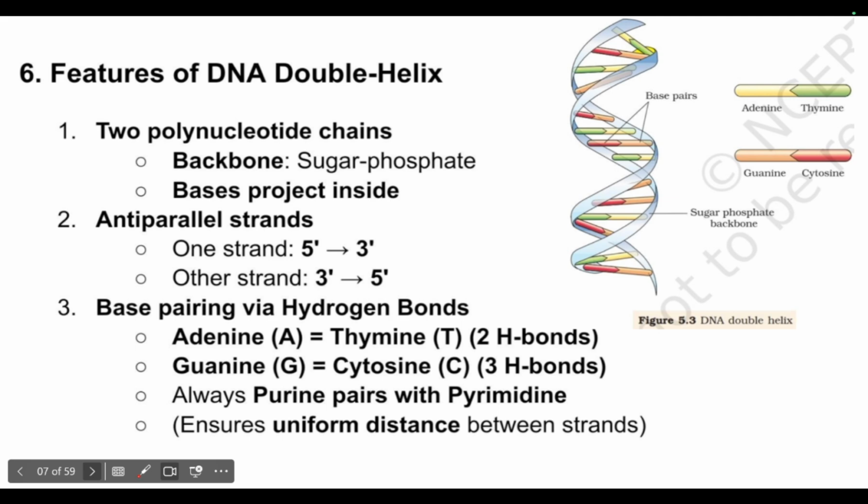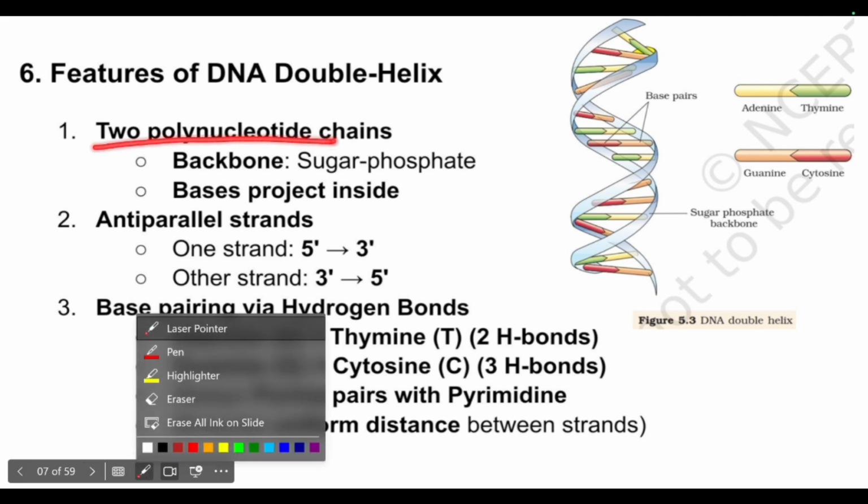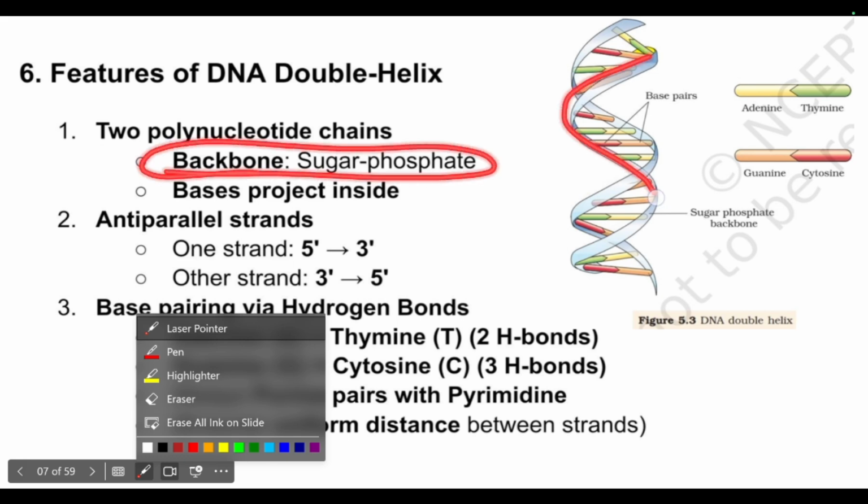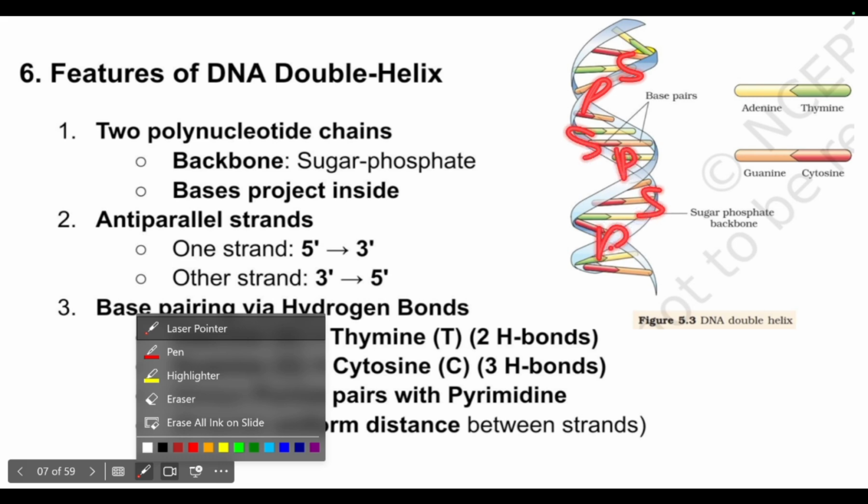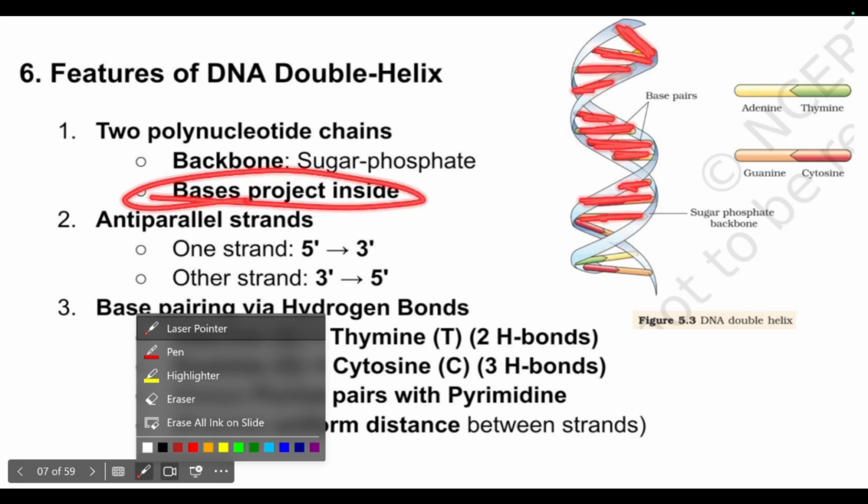So Watson and Crick gave this DNA double helical structure, and for this they also used the X-ray diffraction data which was given by Wilkins and Franklin. Now according to this double helical model, DNA has 2 polynucleotide chains. As you can see, this is one chain and this is another chain. Earlier we have already seen that the backbone of this polynucleotide will be made up of sugar and phosphate. So if we write, it is like sugar, phosphate, sugar, phosphate, sugar, phosphate. This is the backbone. Then the bases are projected inside.